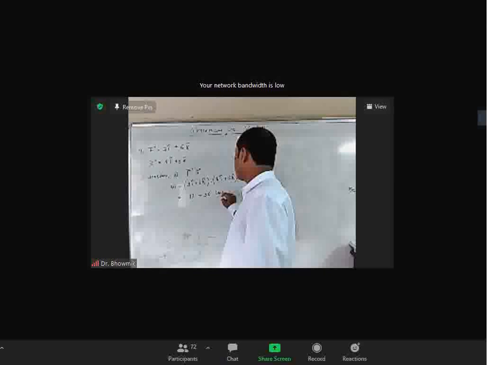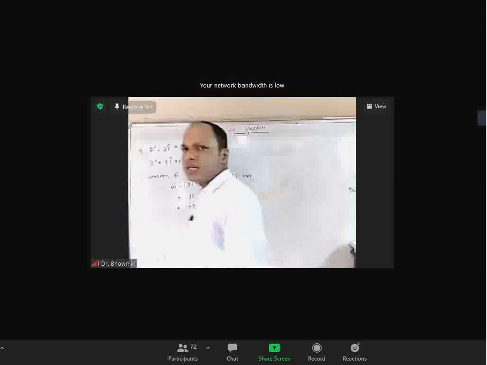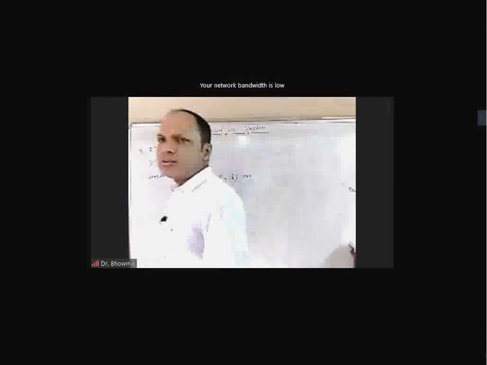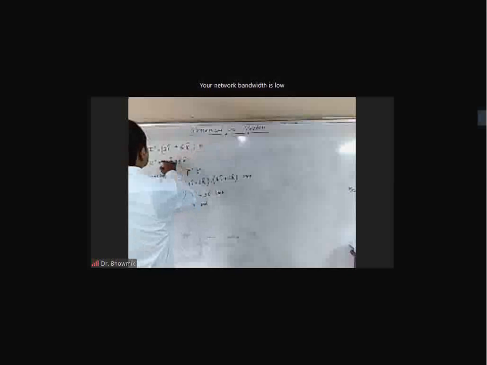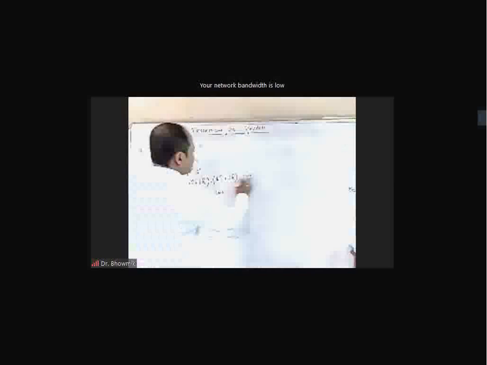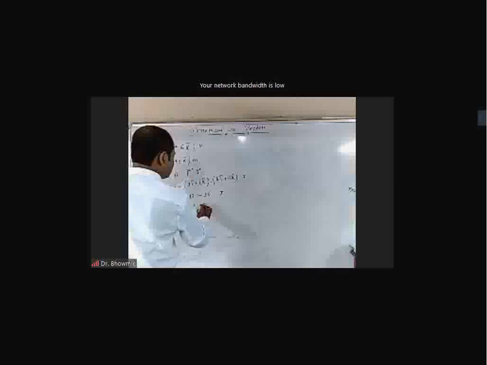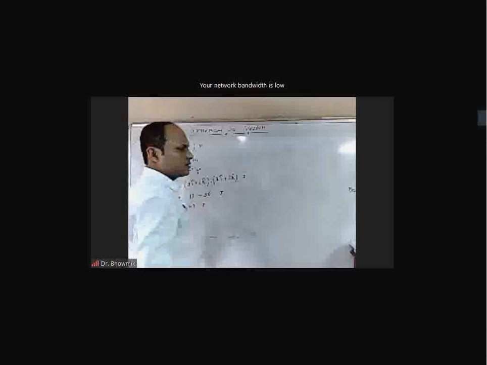So what should be the answer? You see, this 42, if the unit given is Newton, and if it is given in meter, then it will be joule. There is 42 joule. Am I clear? Number 5.